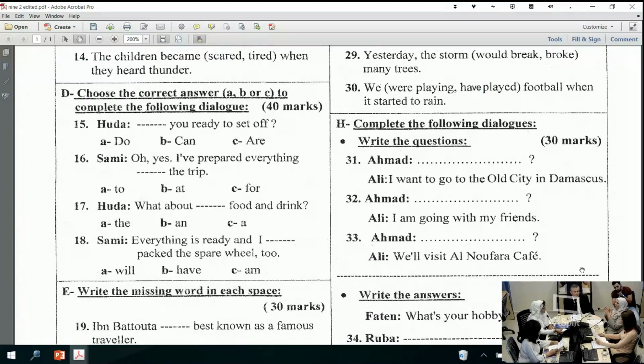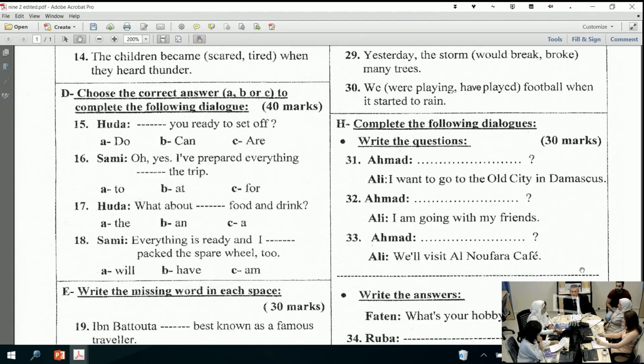Since we are going to have comprehension and WH questions, we are going to ask about the old city. The old city is a place. We are going to delete or omit the old city, and instead we put where. To ask about a place, we use where. Now we have: Where do you want to go? So the student can first change the sentence into a question, "Do you want to go to the old city in Damascus?", and then omit the old city and put where at the beginning: Where do you want to go in Damascus?